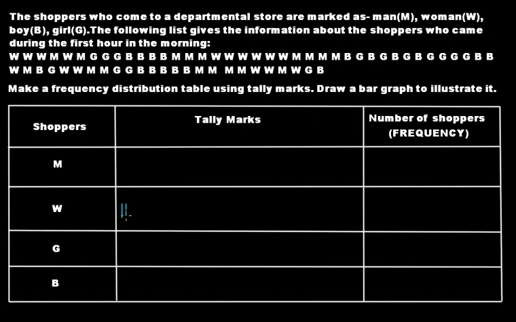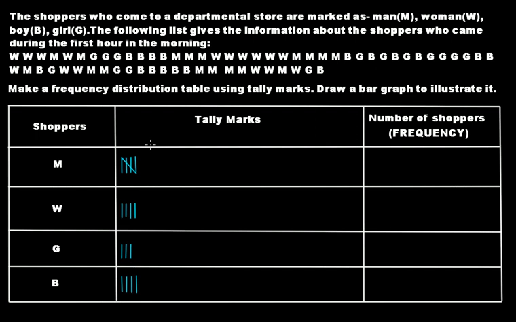1, 2, 3, right? Then we have M, so this M. Again we have W, so this fourth W. Then we have again M, so this M is here. G, G, G, so 3 G's. Then 4 B's, 1, 2, 3, 4. Then you have 3 M's, 1 M, 2 M. Now since we have 4 vertical lines, the fifth one will be like this, right?